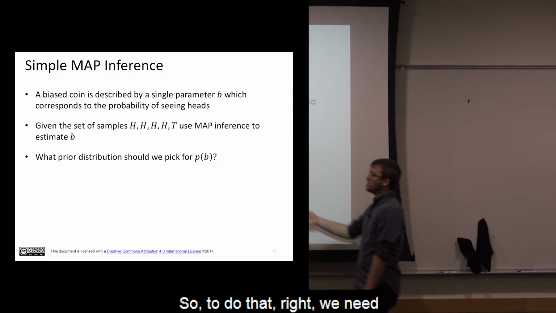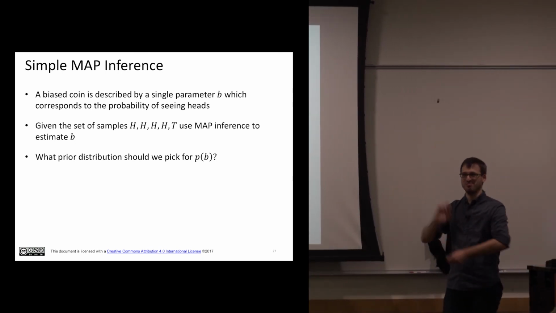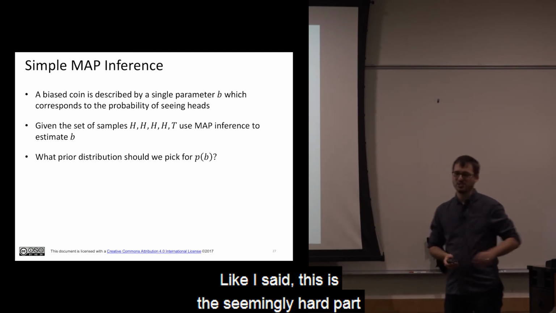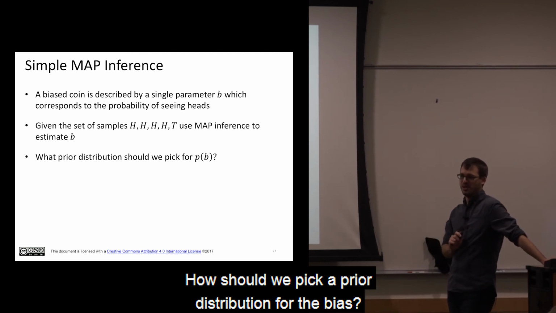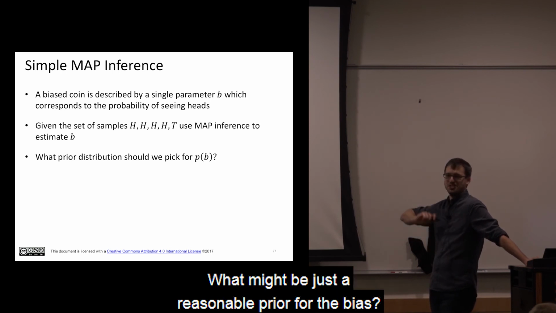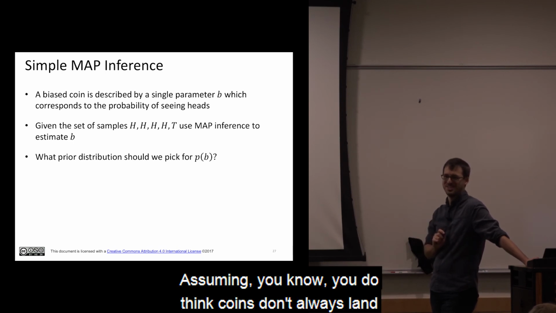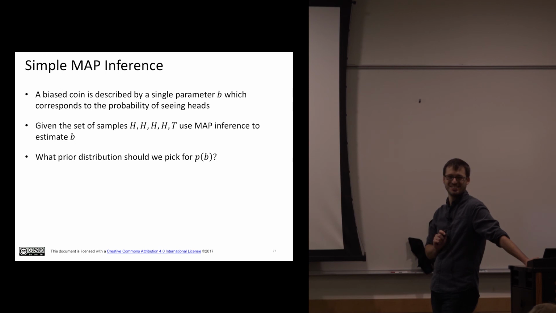So to do that, we need to pick a prior probability distribution for the bias. Like I said, this is the seemingly hard part of this process. How should we pick a prior distribution for the bias? Depends on how much trust you're putting in the bias. Sure, that's true. What might be just a reasonable prior for the bias? Assuming you do think coins don't always land heads. It's mostly 1/2 that gets cut off at 0 and 1. So between 0 and 1.